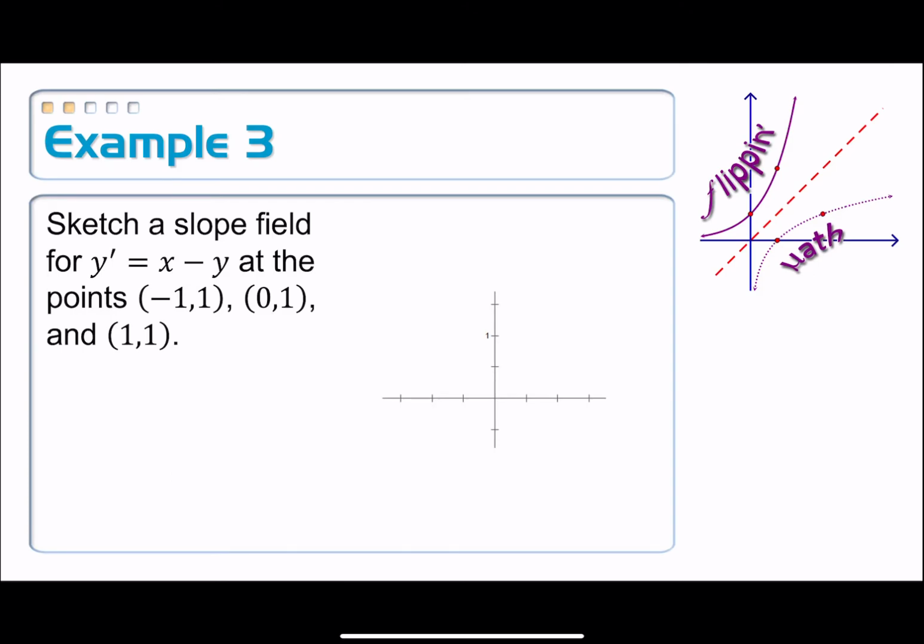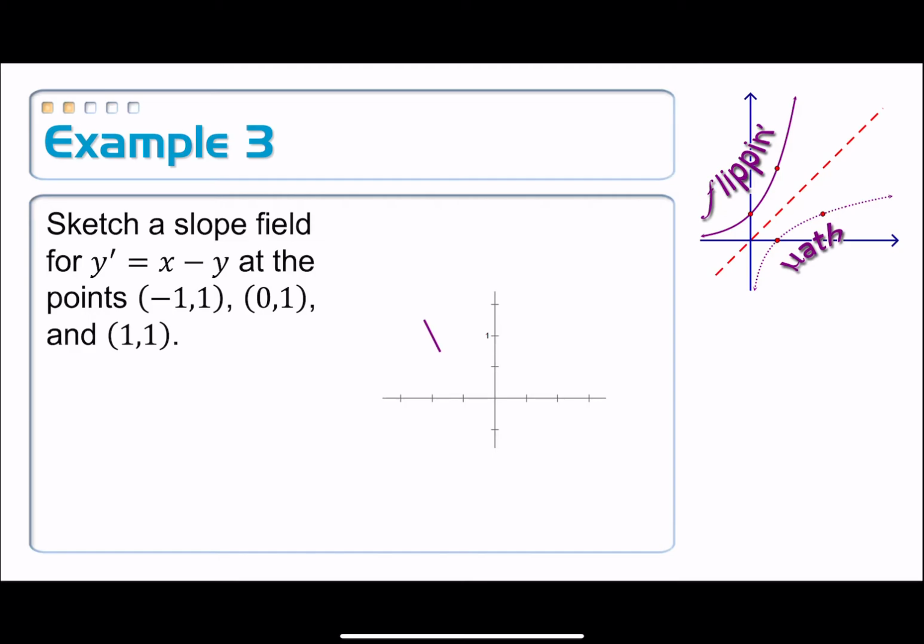So I'd plug these into my differential equation. Negative 1 minus 1 is a negative 2. So at negative 1, 1, at that particular point, I need to have a slope of negative 2. One way to visualize this is at that particular point, go down 2 over 1 and draw yourself a little ghost image of a line, and then you just want that small little portion there.